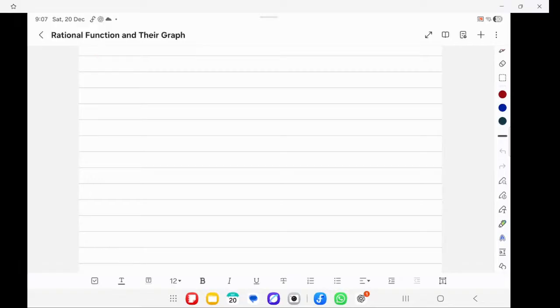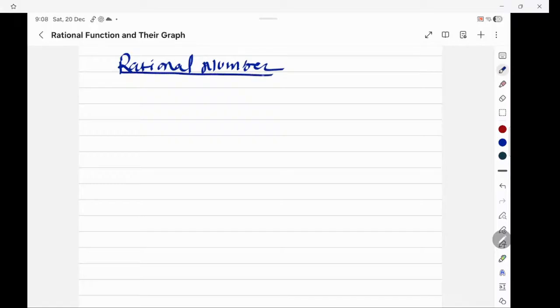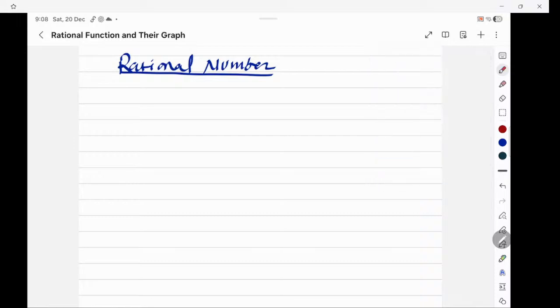Today I discuss rational functions. So what is a rational function? First of all, let's discuss rational numbers. What is a rational number?